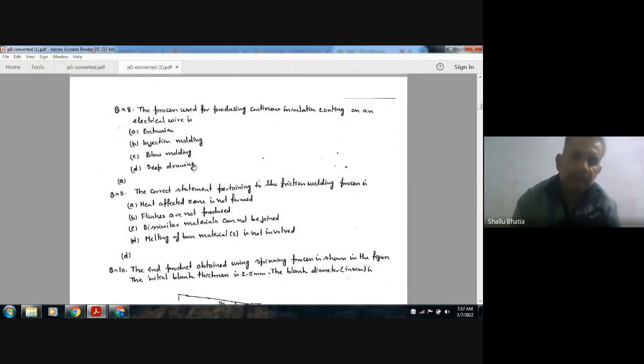Next, the process used for producing continuous insulation coating of an electric wire is extrusion. The wire is extruded through a die, and insulation is provided on the electric wire, so the process is extrusion.